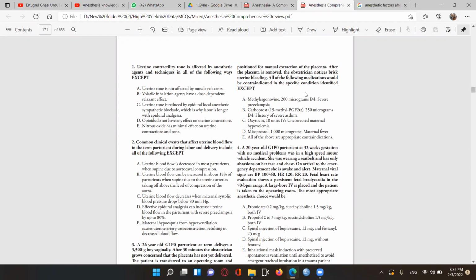Actually, the scenario will be that the things which you should be recalling in this scenario. What are the concerns when you are anesthetizing a patient with retained placenta? Yes, Azhar.